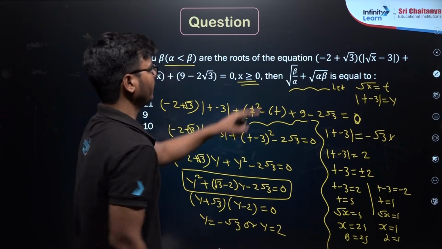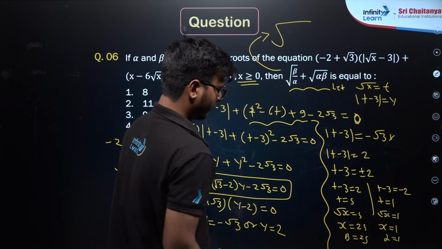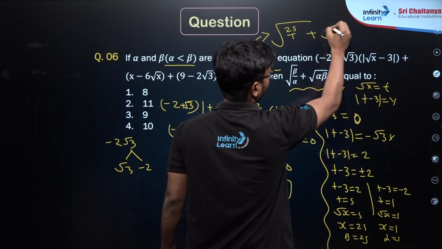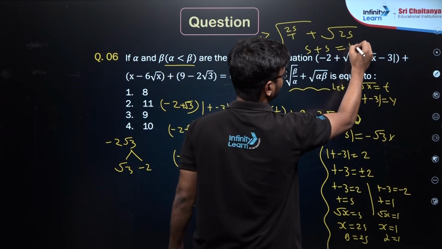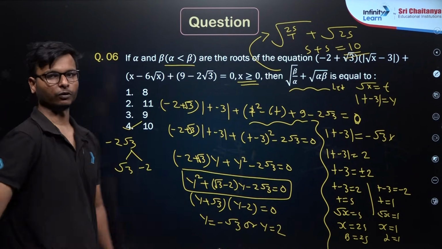Okay. We have to find this term. So it is going to be the square root of 25 by 1 plus 25. That is nothing but 5 plus 5 is equal to 10. So D is the correct answer, the fourth option.